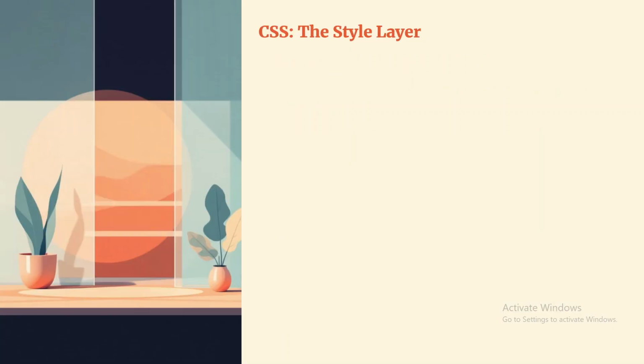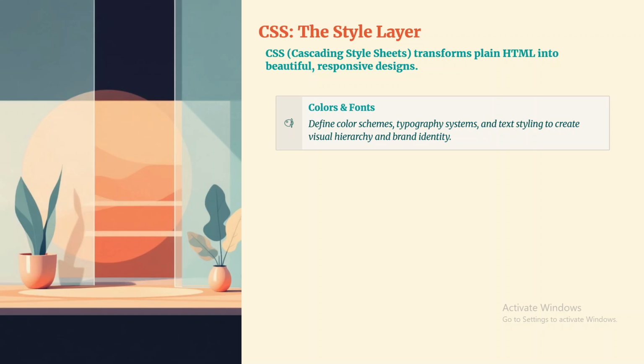Next, let's move on to CSS. CSS is used for styling, right? It is the style layer. CSS transforms plain HTML into visually appealing designs. It uses colors and fonts for styling your content. You define the color palette and typography to create visual hierarchy and brand identity.